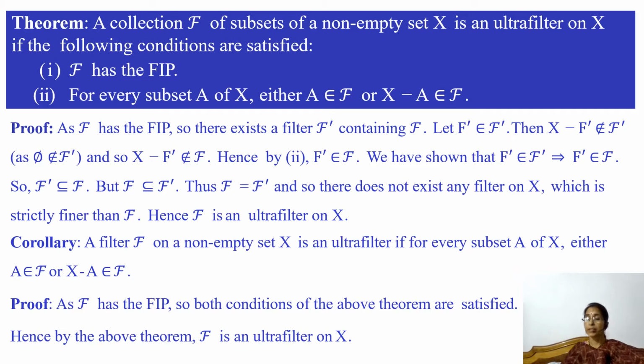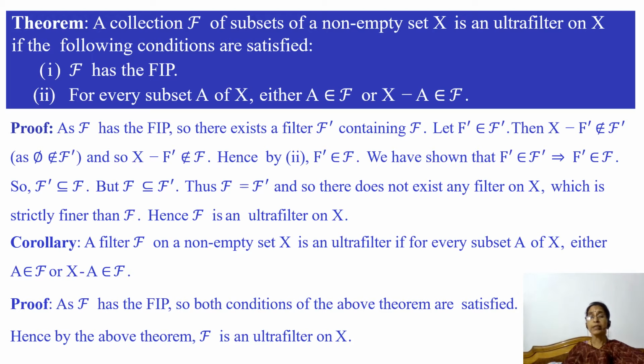We have shown that if A belongs to filter F', then A belongs to collection F. Since F is contained in F', and now we have shown that F' is contained in F, so we have the equality, that is F is equal to F'. That means F is a filter on X, and if F is contained in F', then we get F is equal to F'. That means there does not exist any filter on X which is strictly finer than F. Hence, we have shown that F is an ultrafilter on X.